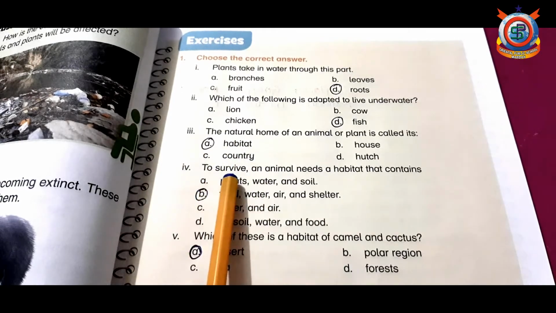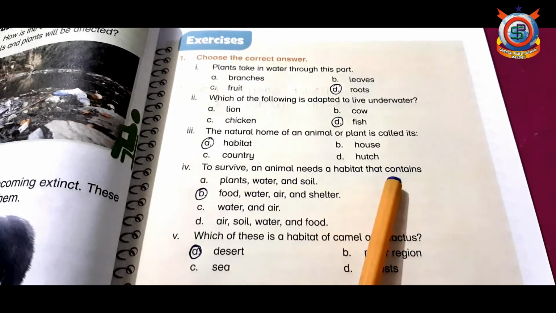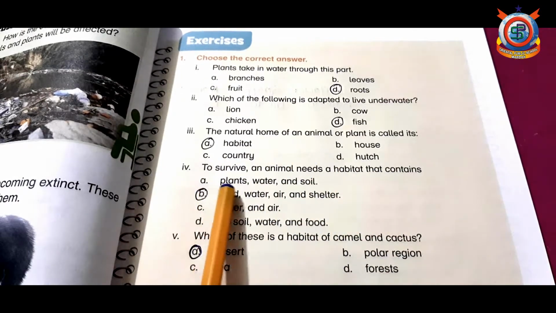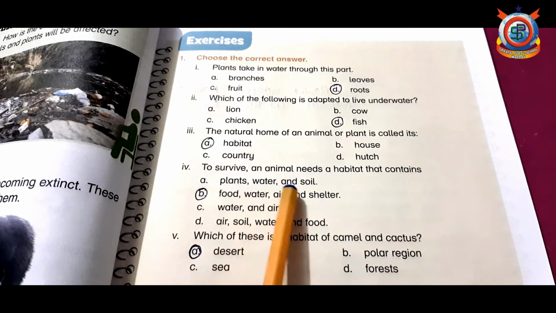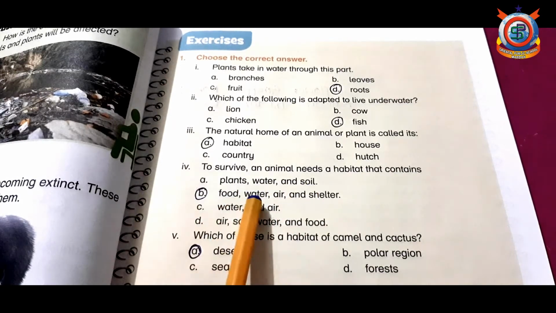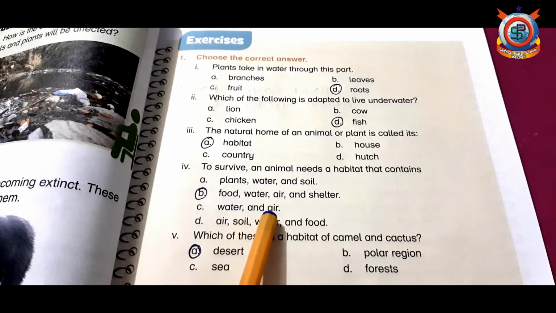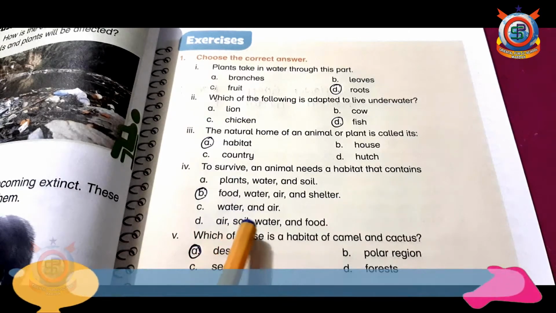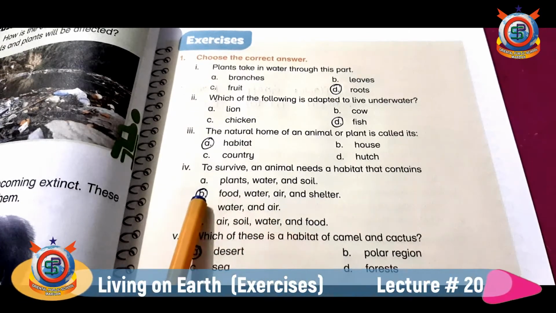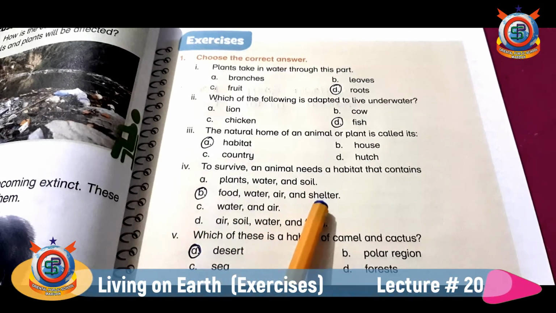Number 4, to survive, an animal needs a habitat that contains. Options are plants, water, and soil. B, food, water, air, and shelter. C, water and air. D, air, soil, water, and food. The correct option is B, food, water, air, and shelter.